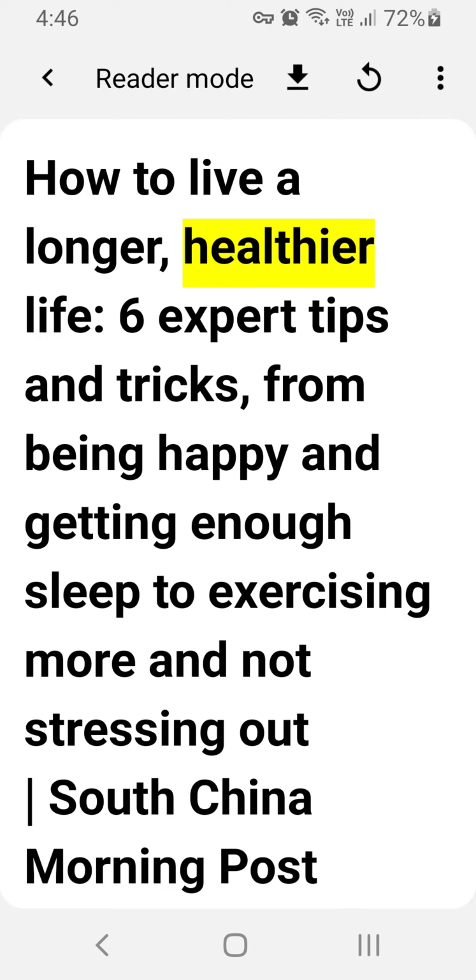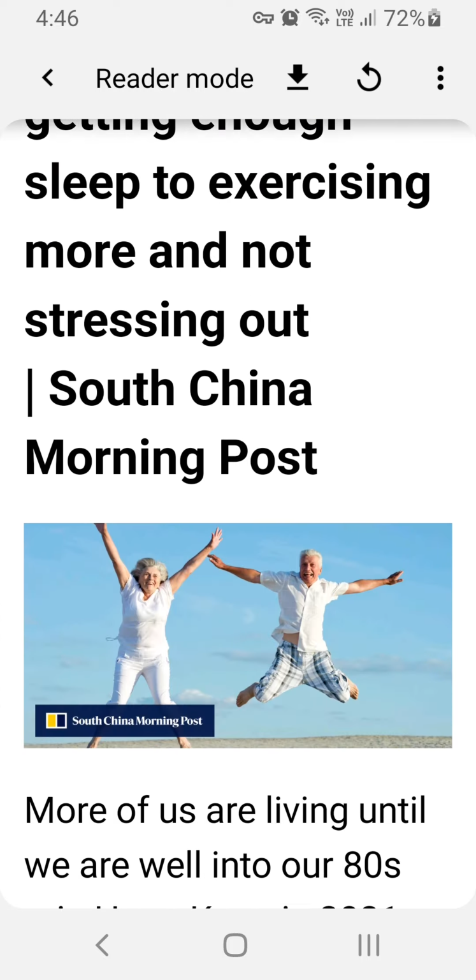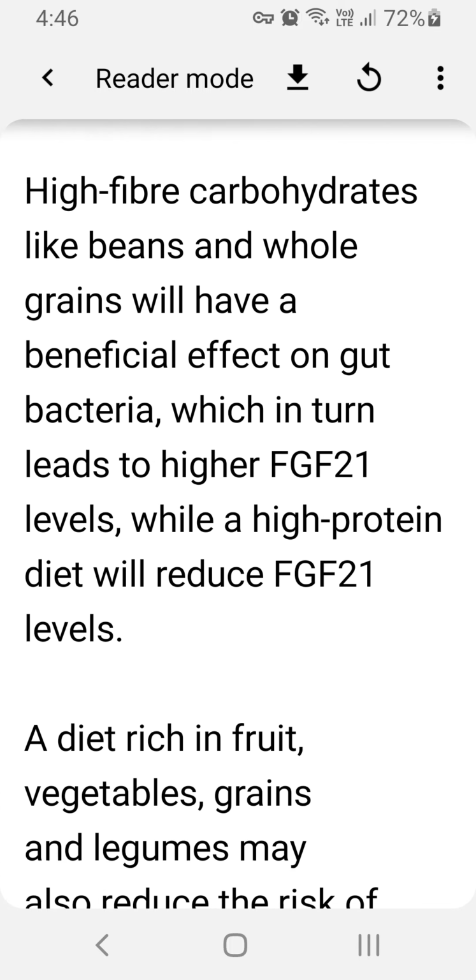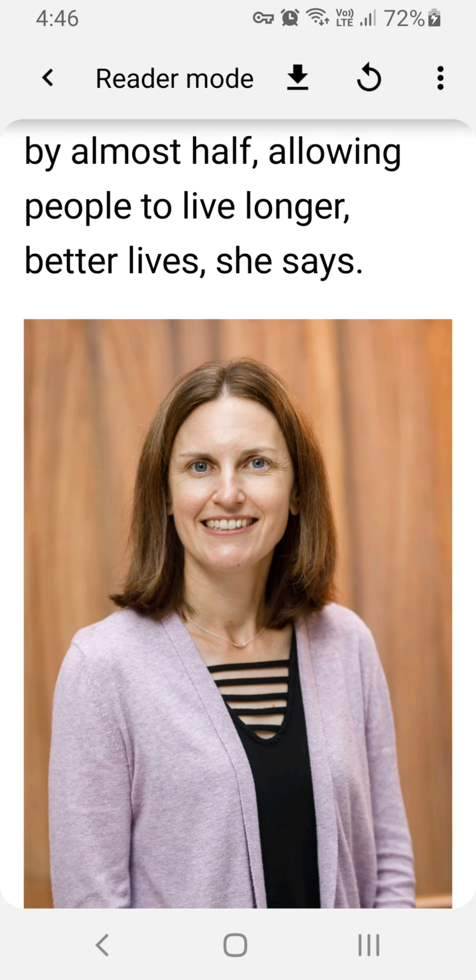How to live a longer, healthier life: 6 expert tips and tricks, from being happy and getting enough sleep, to exercising more and not stressing out. South China Morning Post. More of us are living until we are well into our 80s. In Hong Kong in 2021, men's life expectancy was 83.2 years and women's 87.9 years. But that does not mean we are healthy or that we are even living a good life.